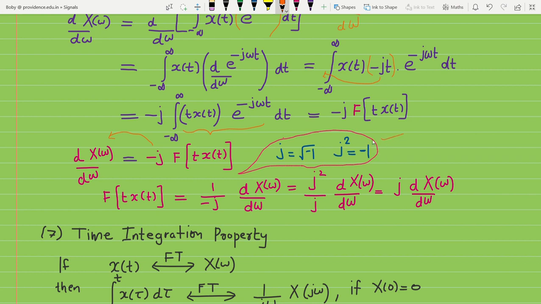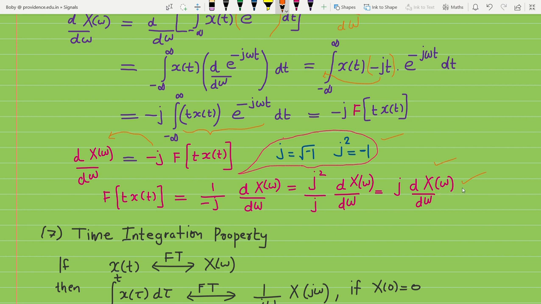We all know in complex numbers, j is denoted as root of minus 1. So j square is equal to minus 1. So in the numerator there is a j square divided by j. What remains there is j. Okay, j into d by d omega of X of omega. So that is the Fourier transform of t into x of t, that is j into d by d omega of X of omega. This is the differentiation in frequency domain property.